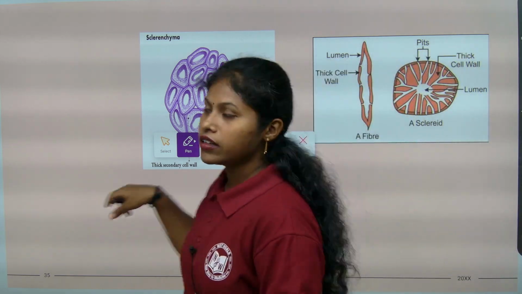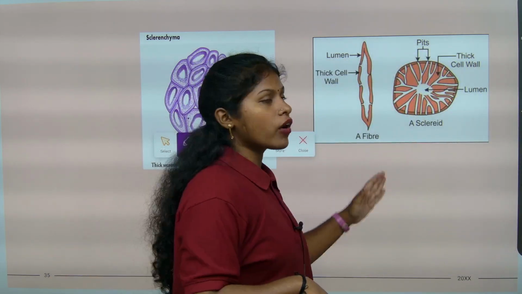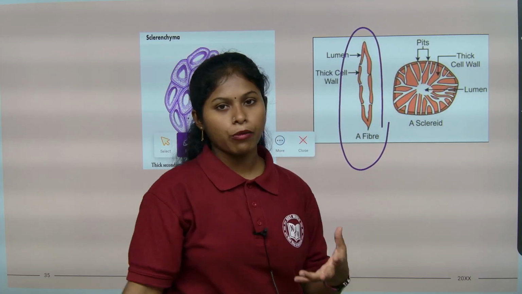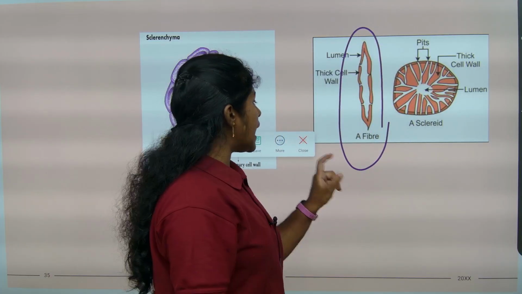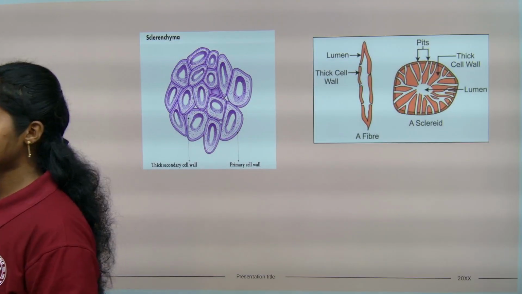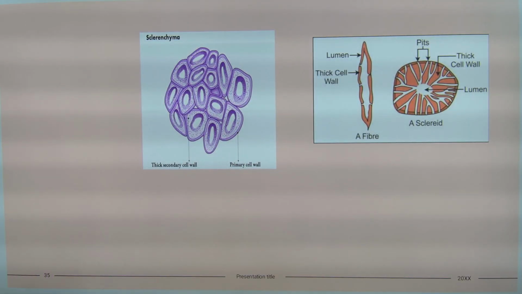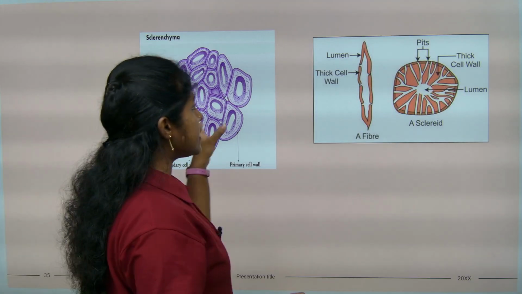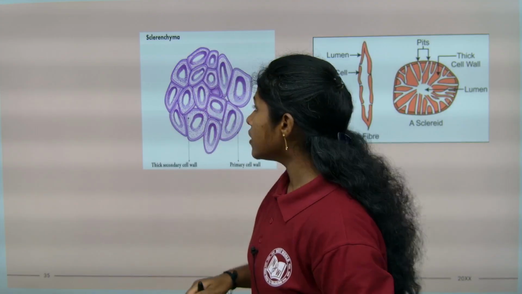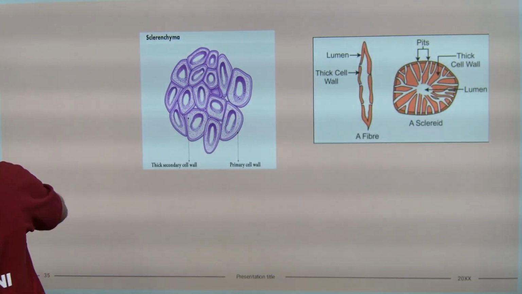Fibers are narrow, elongated structures. They have thick cell walls made up of lignin. Right, children? It mainly helps in the mechanical strength of the plants. This is how plants can withstand many environmental conditions. They make the plant hard and stiff. These sclerenchyma tissues make the plant hard and stiff. Right, children?